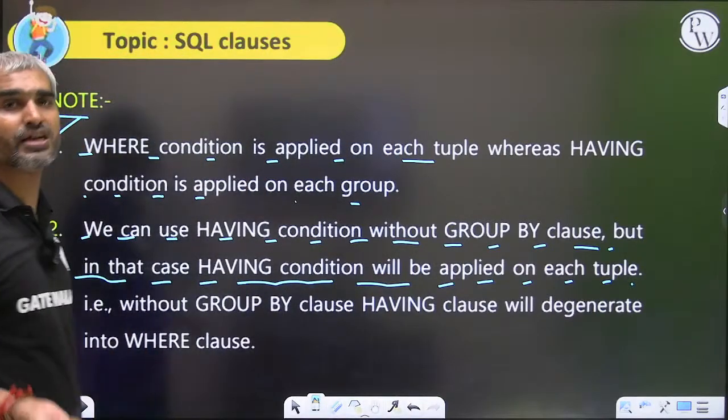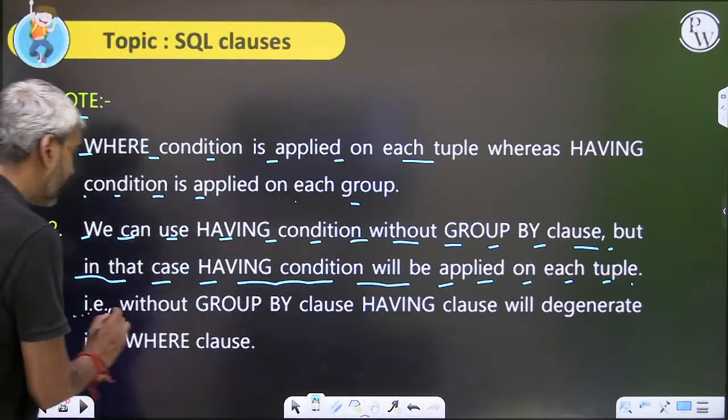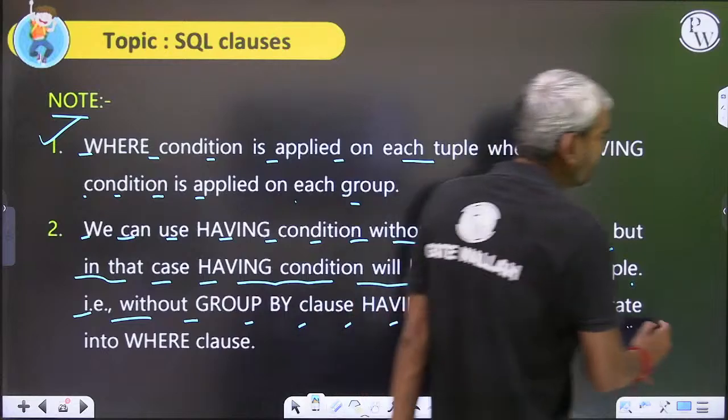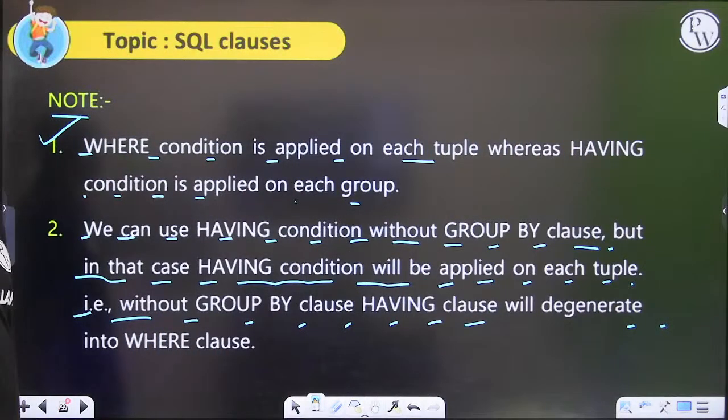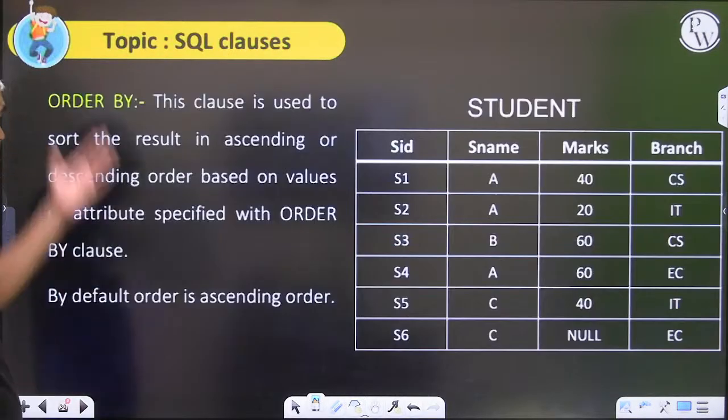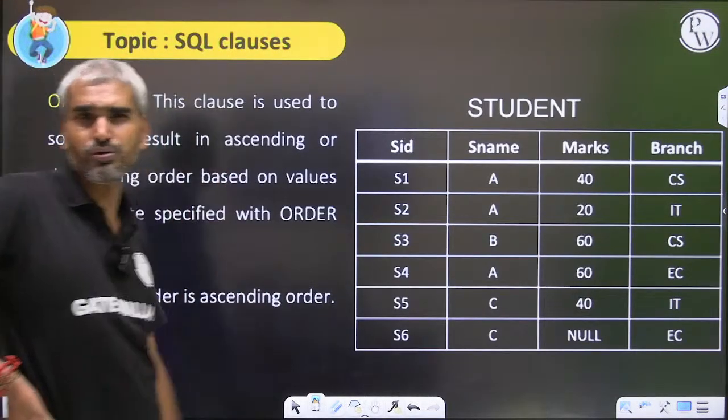So where exactly should having condition be applied? On each tuple. That is, without group by clause, having condition will behave as where clause. That's it, sir.